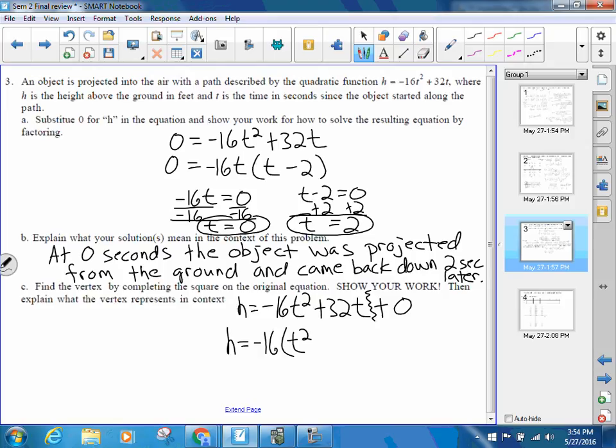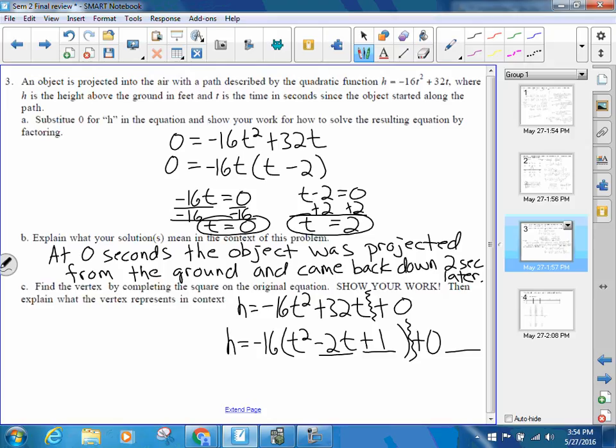32t divided by negative 16 is going to be negative 2t. I need to leave a spot to put something there. And I'll have parentheses, again, plus, and I've got this plus 0 broken off, and I'll have to put something there as well. Okay, so I look at my b value here, which is the -2. So half of -2 is -1, and -1 squared is +1. So that goes there.